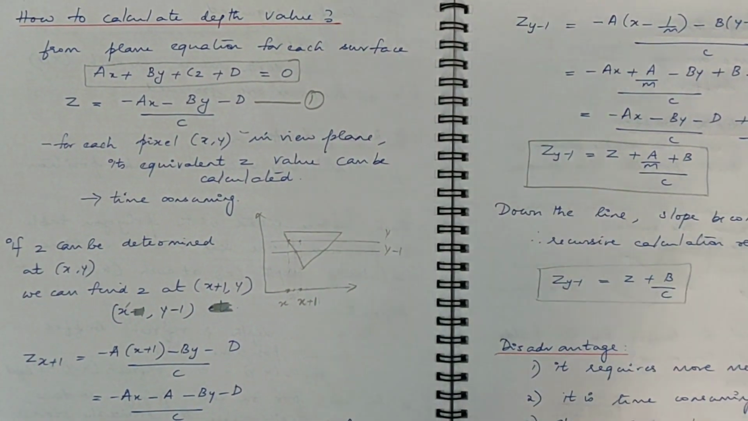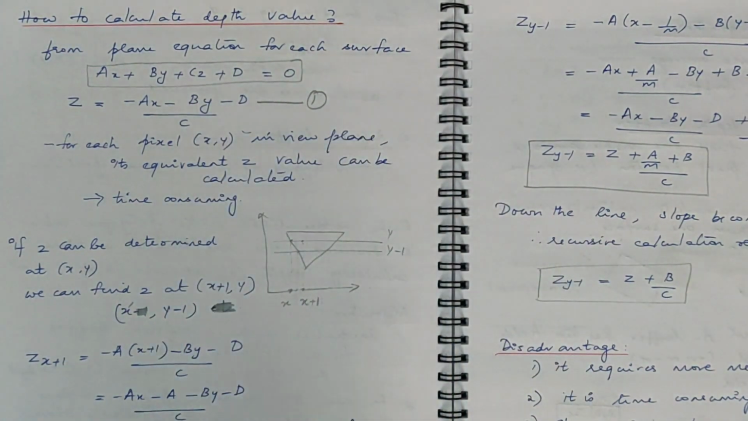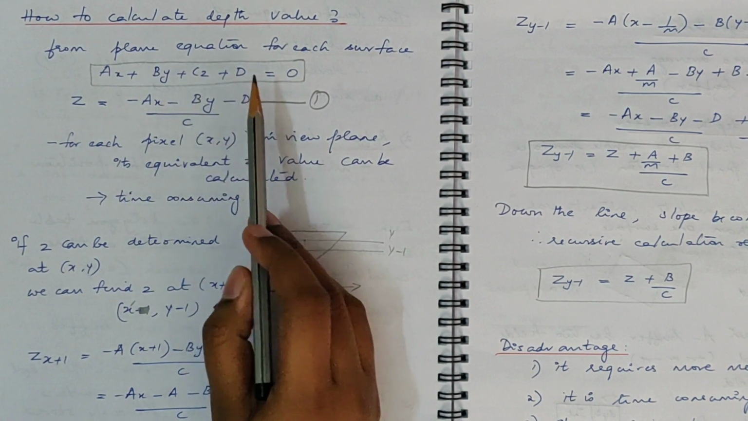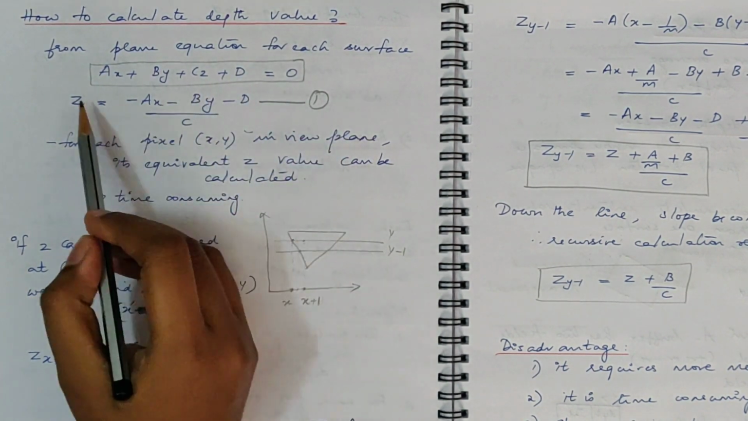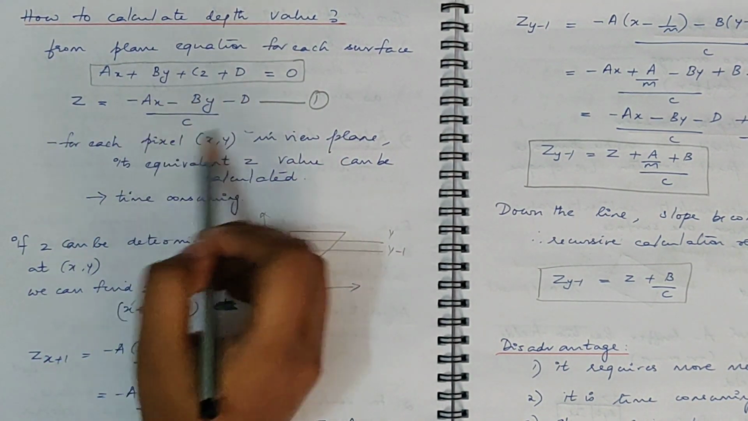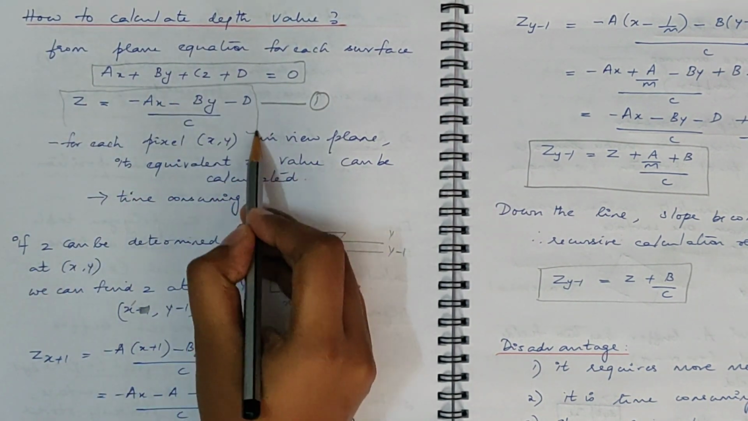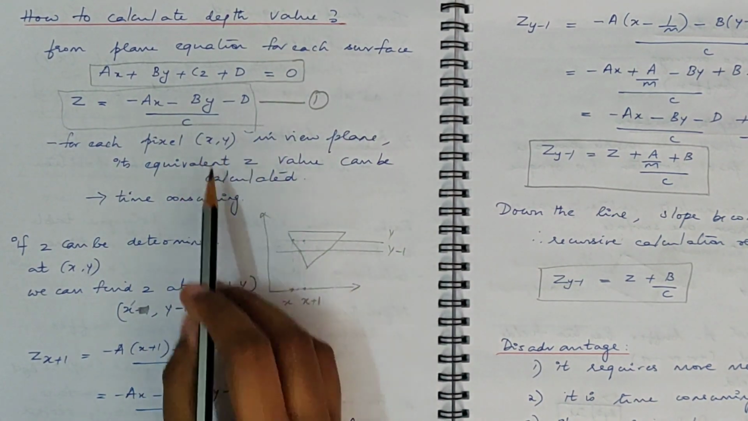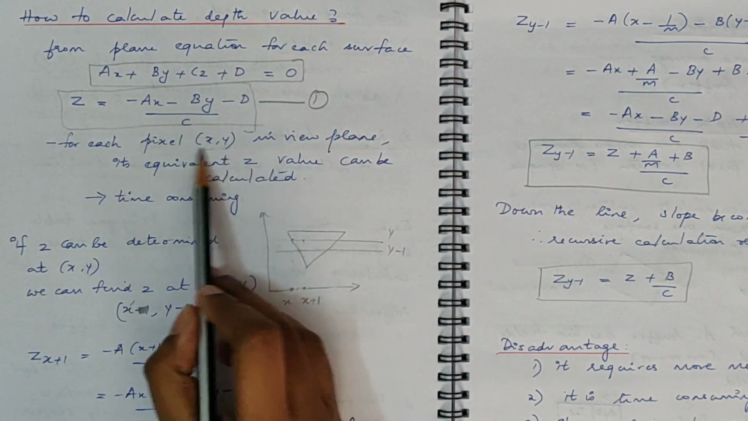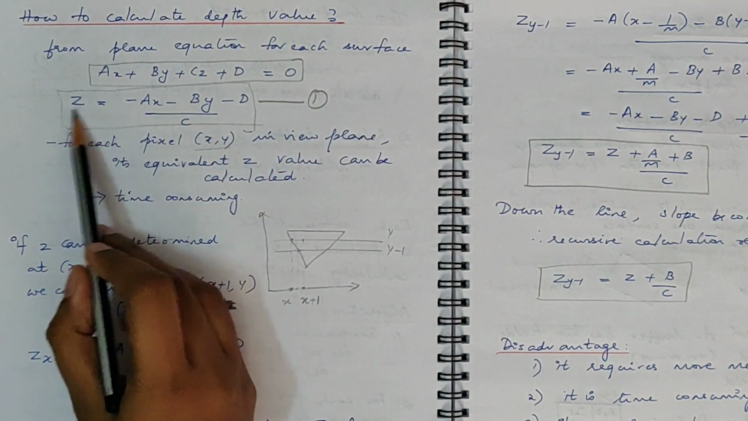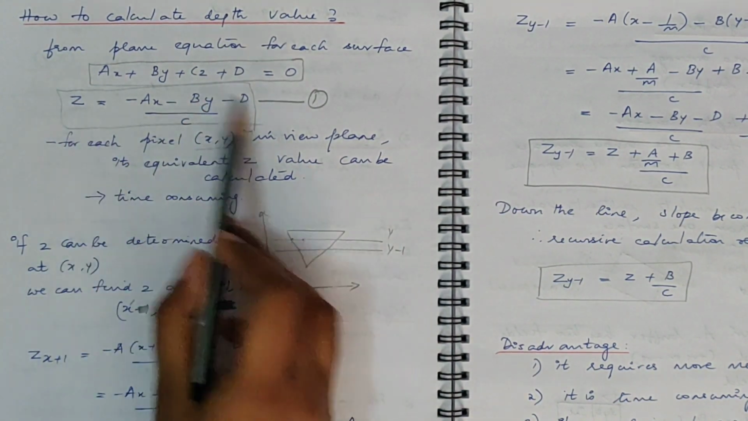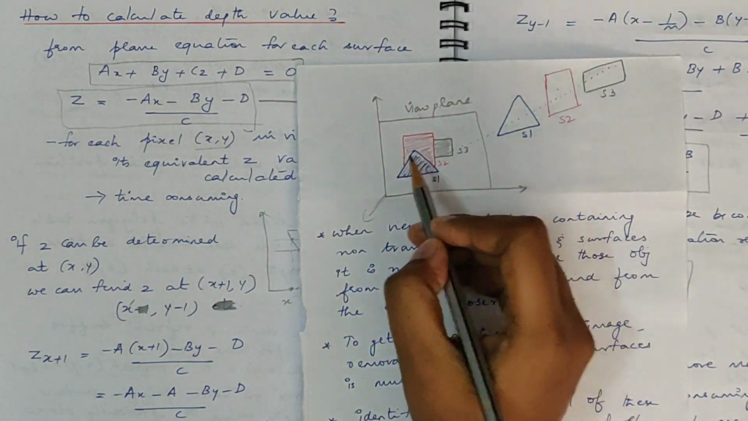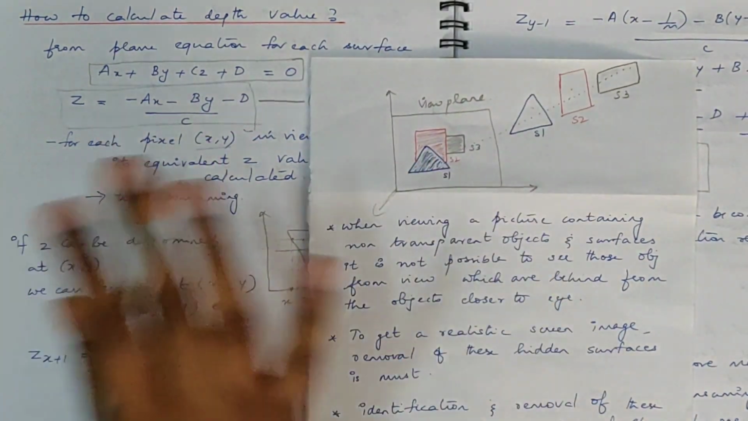In order to calculate the depth value z, we can consider the plane equation. So you have this plane equation, ax plus by plus cz plus d equal to 0. By rearranging this, you will get z as minus ax minus by minus d by c. So for each pixel position xy in the view plane, its equivalent z value can be calculated using this formula. For each xy that you have, you can calculate its equivalent depth value using this formula.